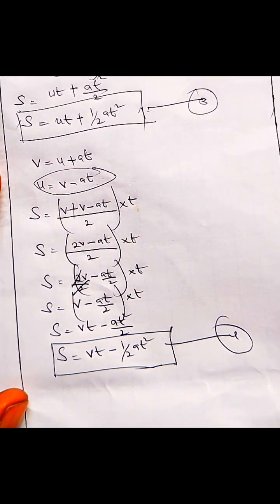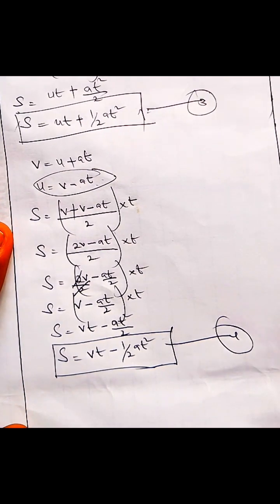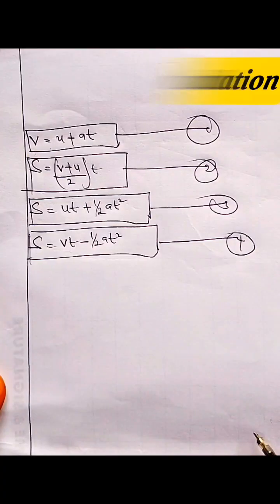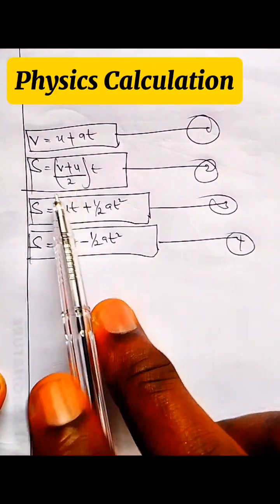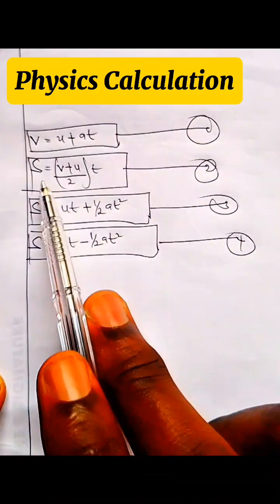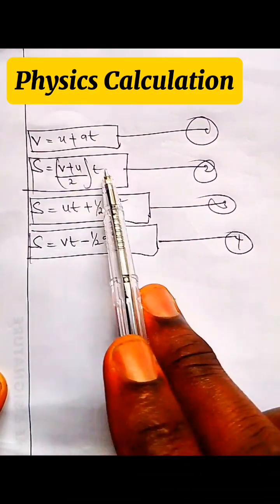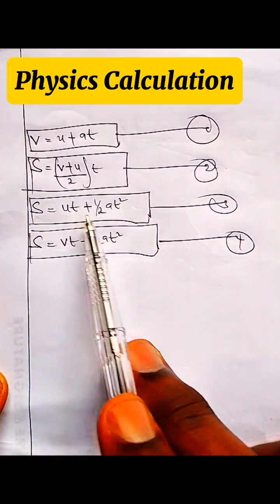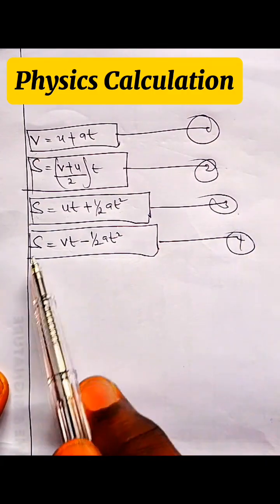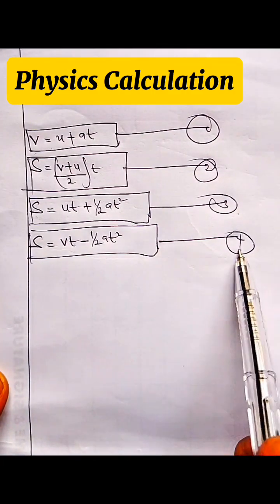So we're going to be seeing the fifth equation, and that will probably be the final equation. So we have our four derived equations already. v equal to u plus at, equation 1. s equals v plus u over 2 times time, equation 2. s equal to ut plus half at squared, equation 3. s equal to vt minus half at squared, equation 4.